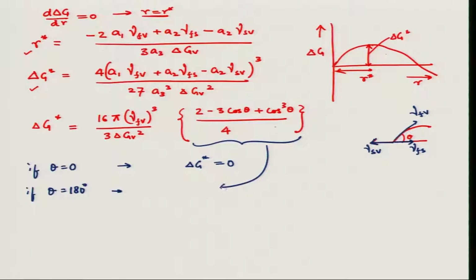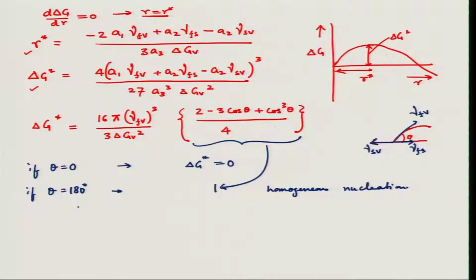In the second case, if theta is equal to 180 degrees, then this term will become 1, and then you can relate it to homogeneous nucleation. So, this will become homogeneous nucleation. So, these are the two different extremes of this.